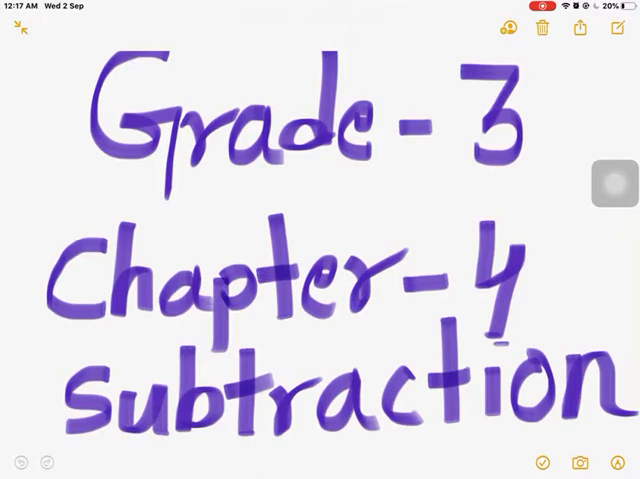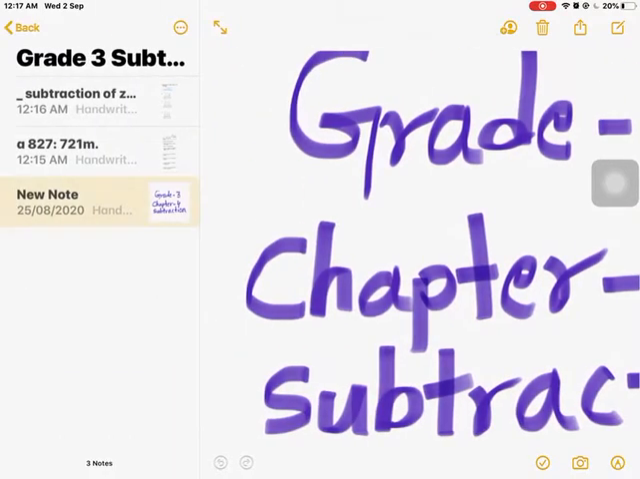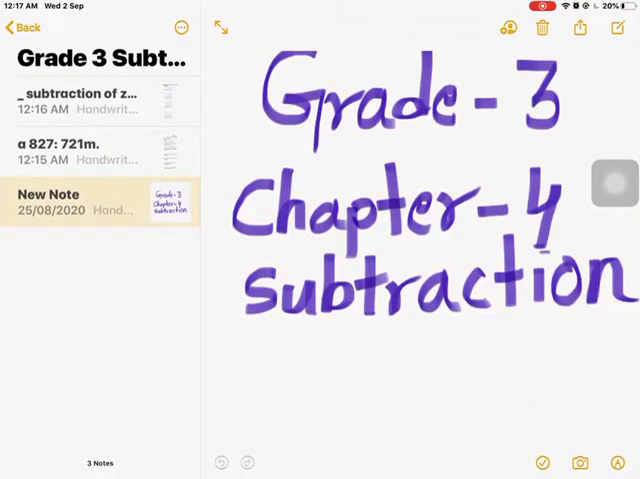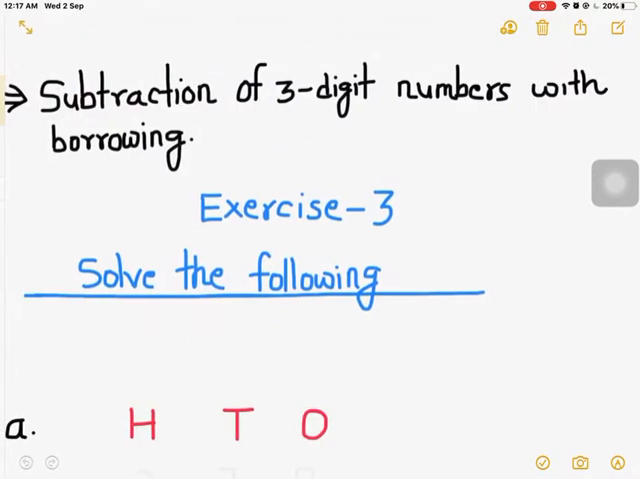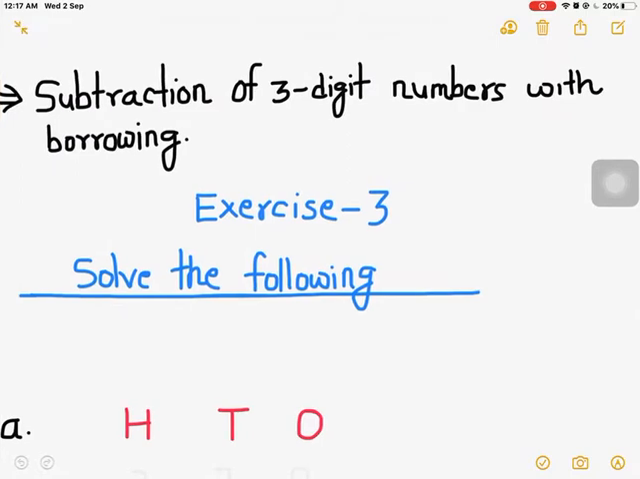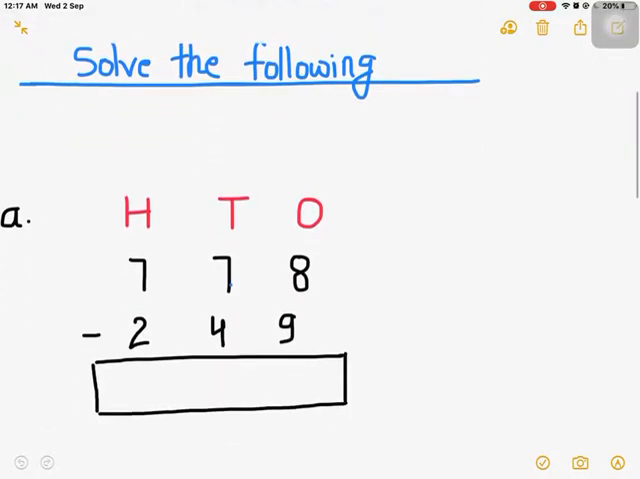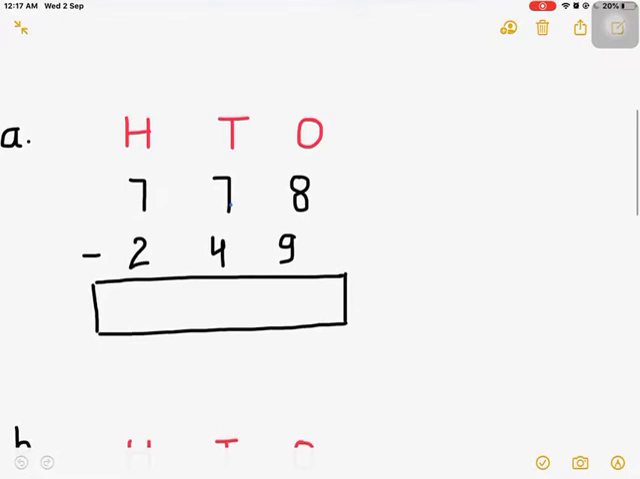In math subject, we are in chapter 4, and the topic of our chapter is subtraction. In our previous class, we learned to do subtraction without borrowing, isn't it? So today in our class, we are going to subtract 3-digit numbers with borrowing. Okay, subtract 3-digit numbers by borrowing. Here from exercise 3, solve the following. I have written the questions here already.